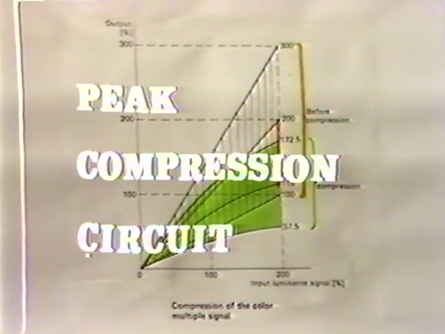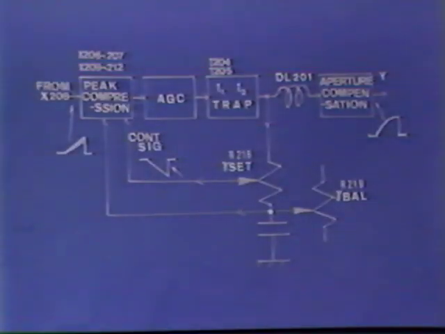Peak compressor. This is to compress the input signal slopingly like this, to get a better looking picture on the picture tube of the narrower contrast reproduction range. The peak compressor acts as a gamma compensator at the same time. Here is the peak compressor's block diagram.